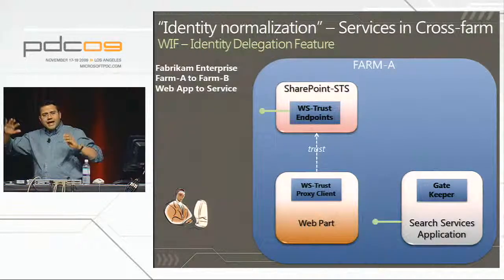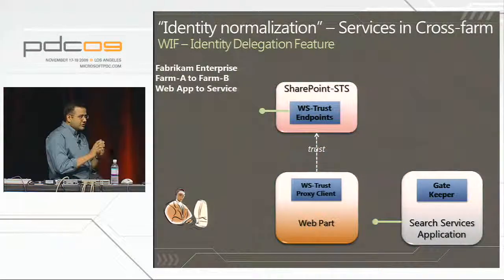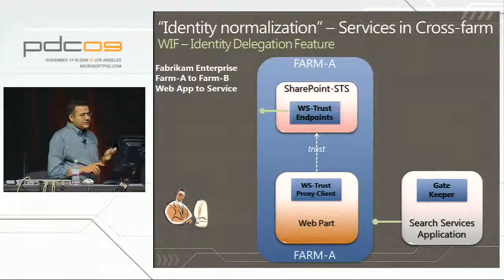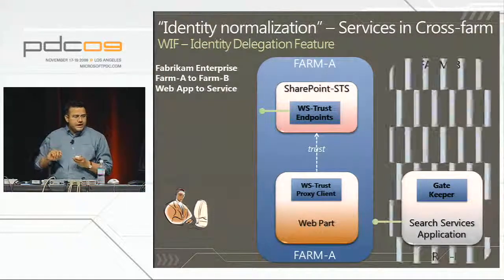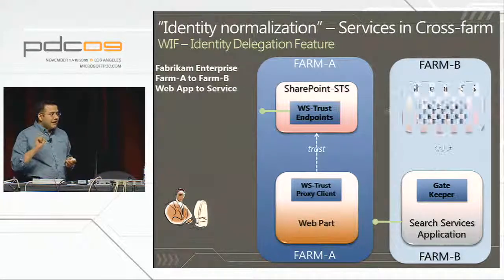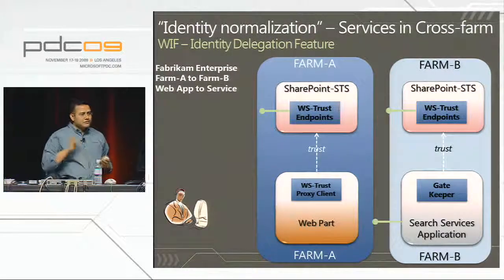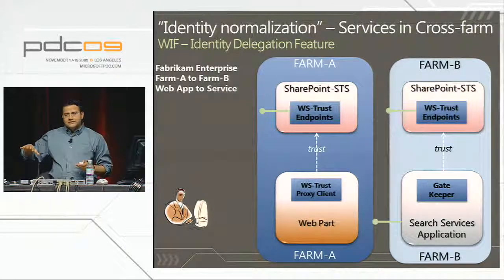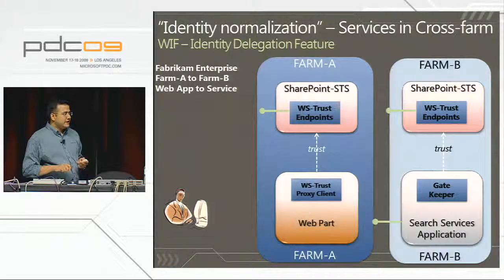I have Form A and I have Form B within my enterprise. Okay? So we're going to change the slide a little bit here. I have a Form A that has a web part and my STS. And then I have a Form B, that's where my search service is living now. And again, as I said, each form has an STS. So I have an STS here as well. So the applications and services that are part of that form are trusting that particular STS.